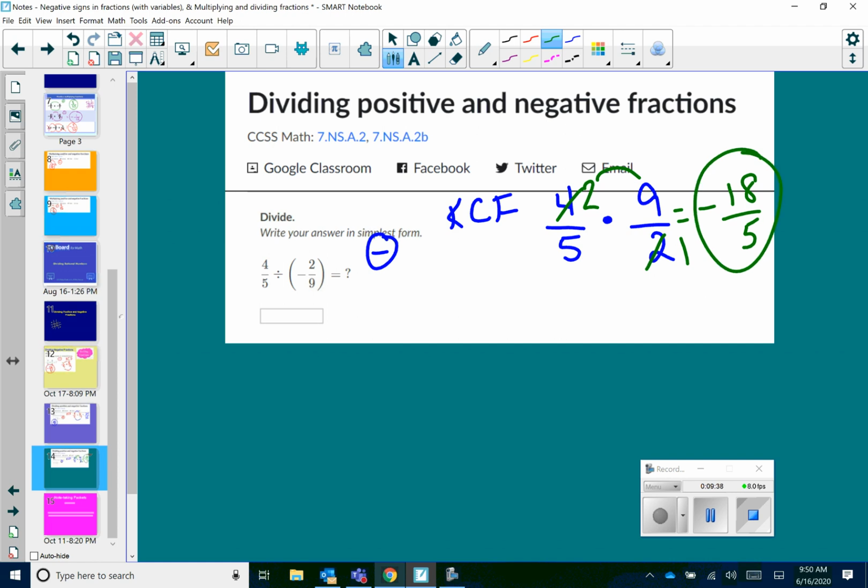One of the most important things to remember is that you cannot cross simplify until you do that keep, change, flip step. It has to be a multiplication problem in order for you to cross simplify. So my final answer is negative 18 over 5.